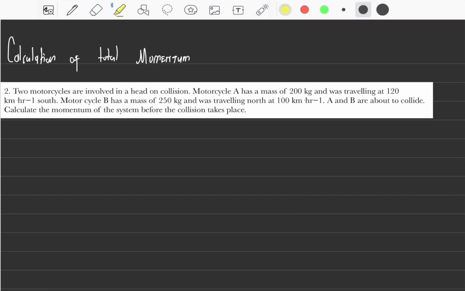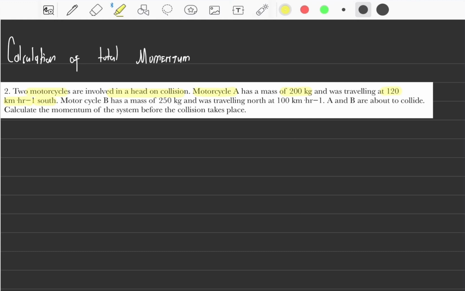It is said that we have two motorcycles that are involved in a head-on collision. This is important because a head-on collision means that they were moving in opposite directions. If one was moving to the right, the other one was moving to the left, in an opposite direction.